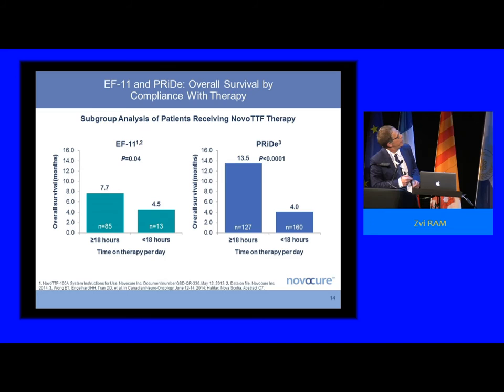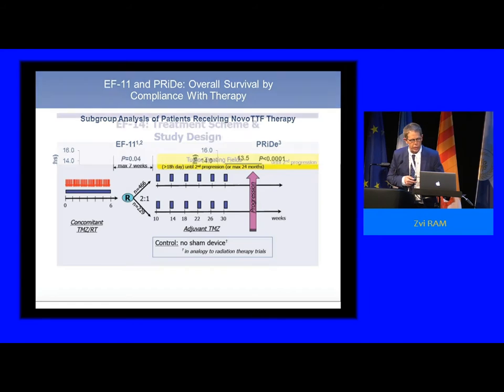So in the recurrent study, patients who used the device for more than 18 hours had a significantly longer survival than patients who used it for less than 18 hours, almost doubling it. With the post-marketing study, this difference was even more robust, with almost tripling or quadrupling the survival time of patients who were more compliant. And this device carries a chip that can actually measure the duration of time a patient is using the device. So there is a clear correlation between the time of exposure and outcome of these patients.